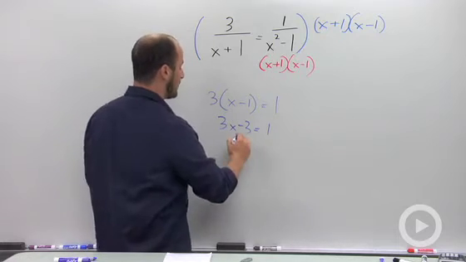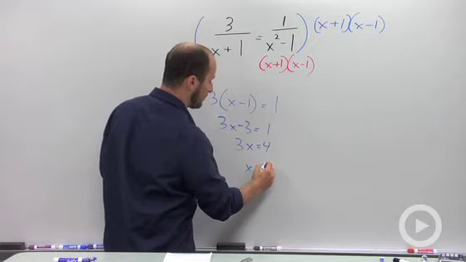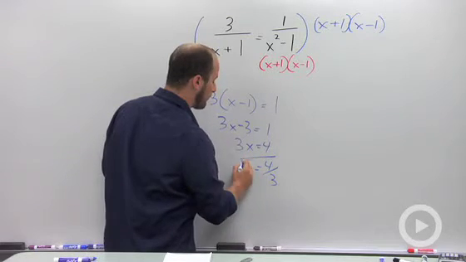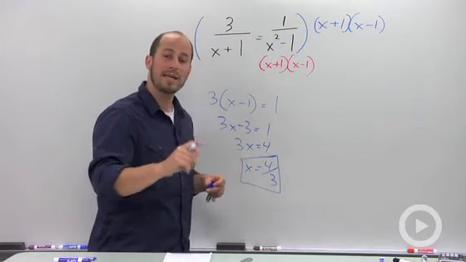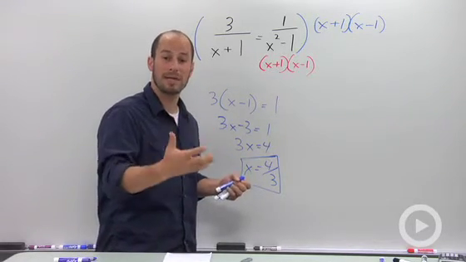Solving this out, add 3. 3x is equal to 4. Divide by 3, x is equal to 4/3. Okay. The one thing we do have to be careful with when solving rational equations is our domain issues.